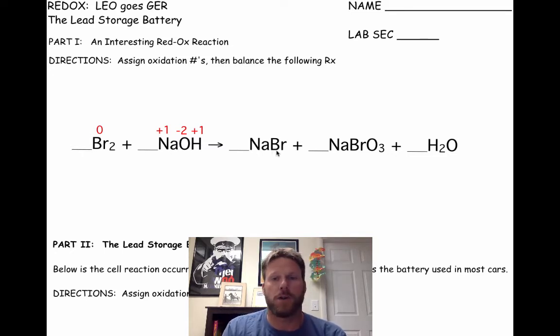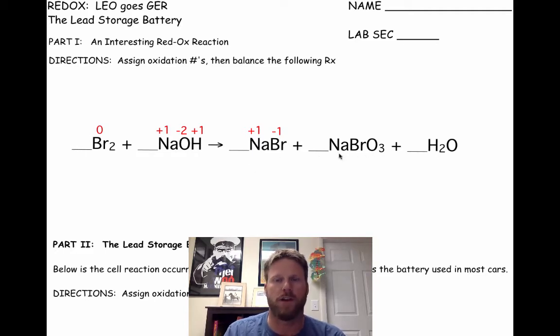So if we look at sodium bromide, we know sodium is +1. Bromine is in group 7 of the periodic table. All of those substances would have a -1 charge on their ion. Bromine is a -1 in this case. Over here, bromine will not be a -1.